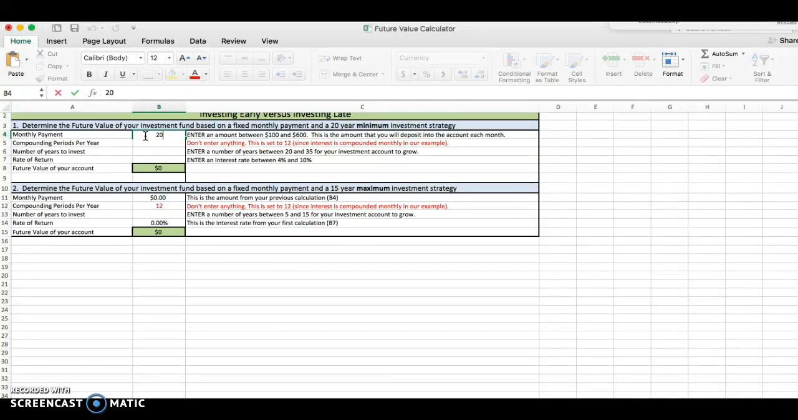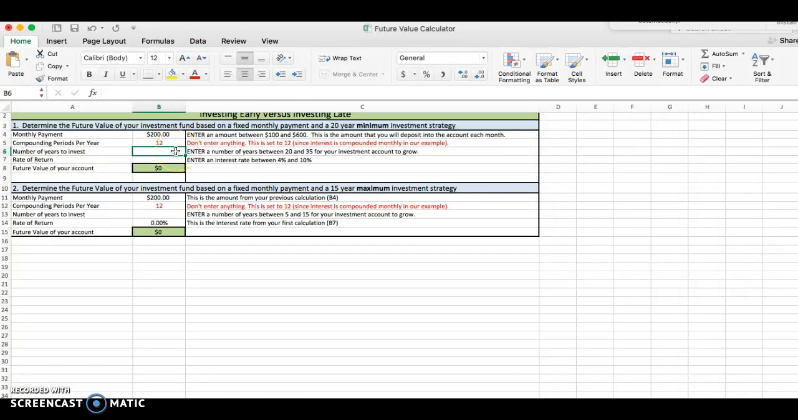and so you would just click in here and say, okay, I would be able to put away $200 every month. I would invest $200 every month. In the second line, don't put anything there. This is set to 12, since this is compounded monthly, our end value would be 12.